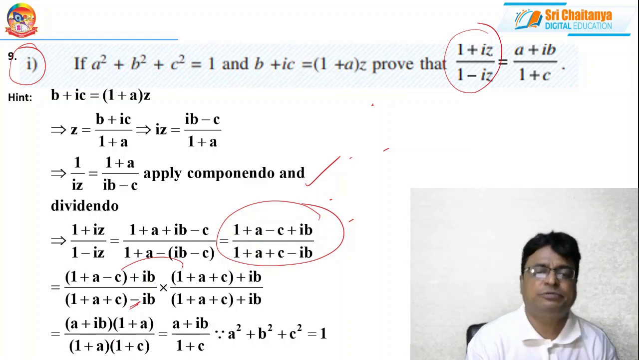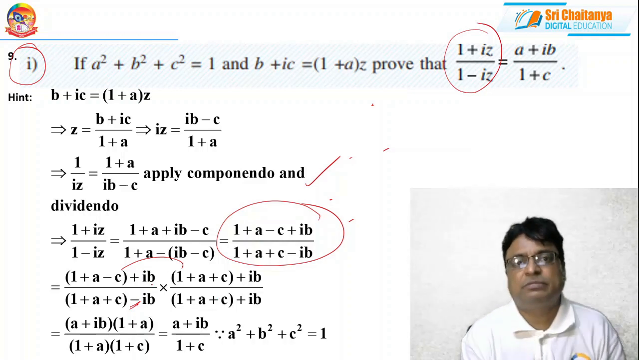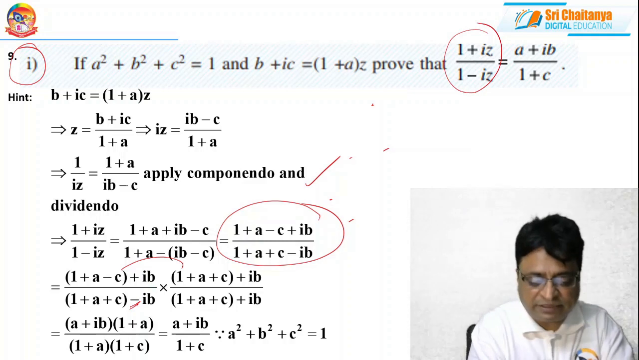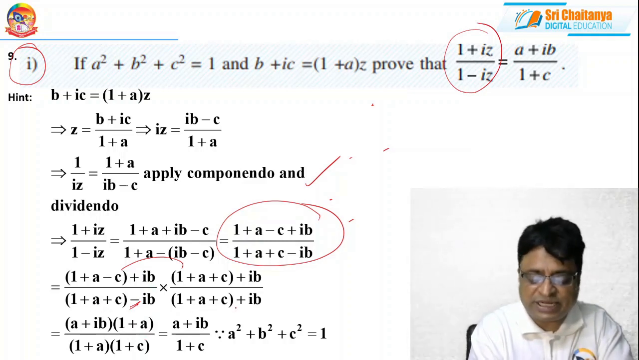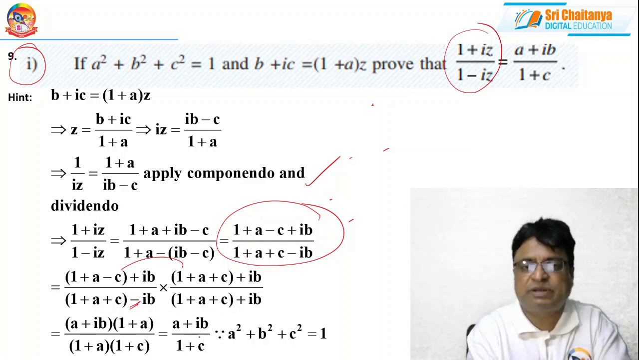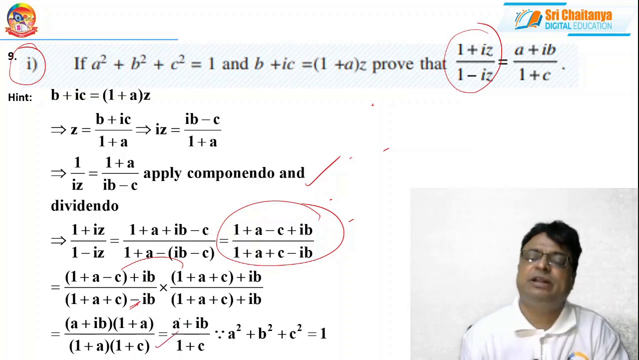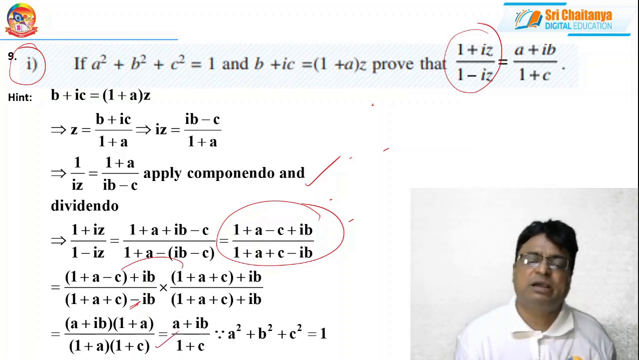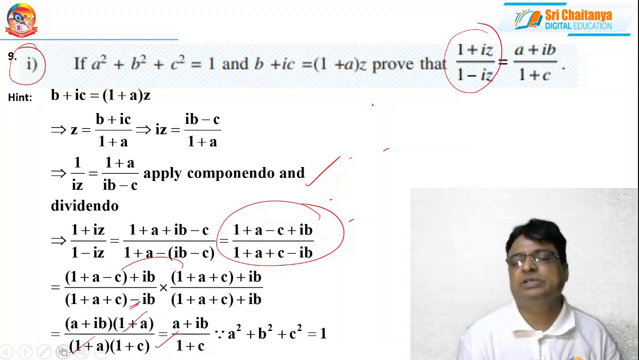Rest of the things you have to do, because after simplification it is very easy. Don't get confused. You will get the factors in the numerator. Similarly, in the denominator it is A square plus B square, that is 1 plus A plus C whole square plus B square. Simplify, A square plus B square plus C square is equal to 1. After that, you can factorize the denominator very easily. So you get 1 plus A common for both numerator and denominator. They get cancelled, and you get the answer as A plus IB by 1 plus C.